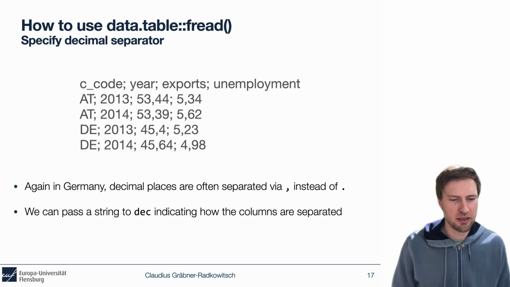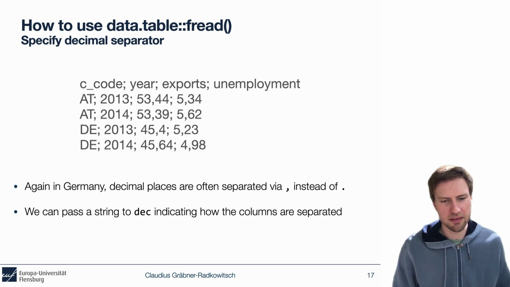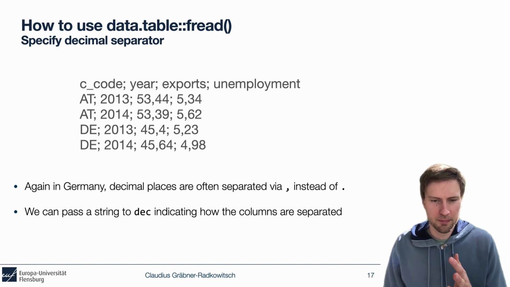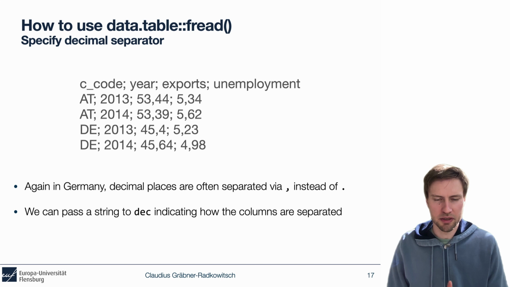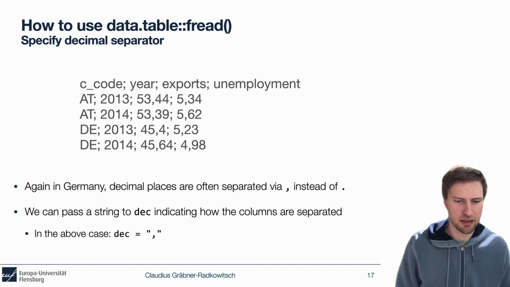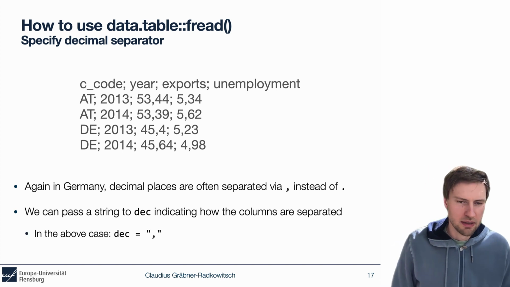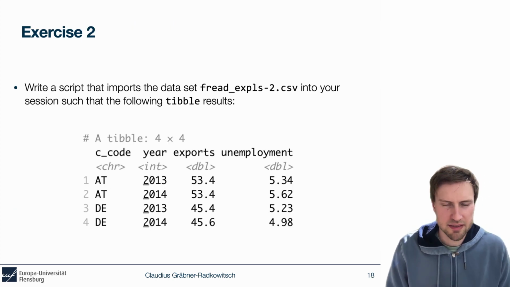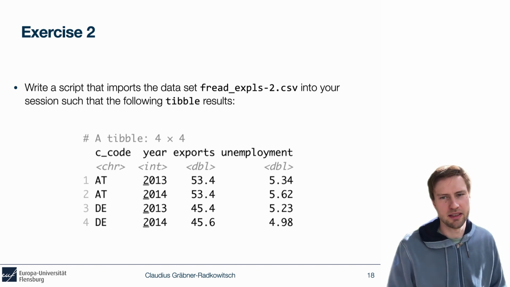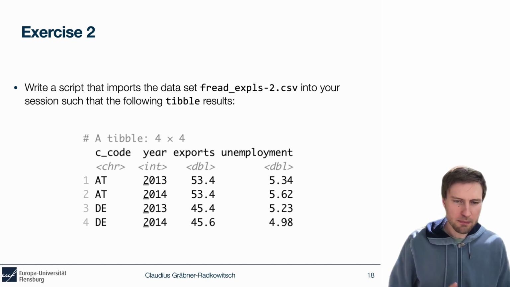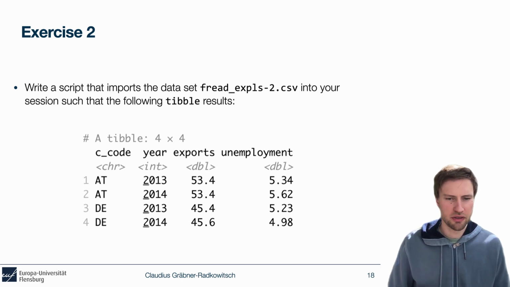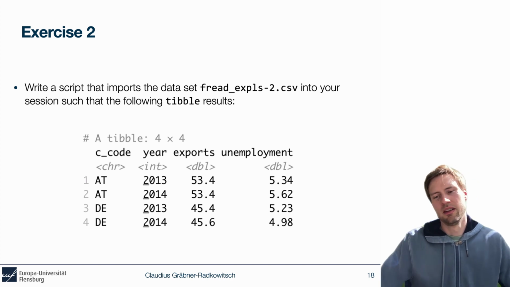So in this case, we can use, again, a string, pass it to dec, indicating how the decimal places are separated. Here, because the decimal places are separated by a comma, we use dec equals comma. Very straightforward. Good. So let's now import the dataset fread examples 2 into your project that you've set up before. And the task is here to import this dataset in a way that the following tibble results.